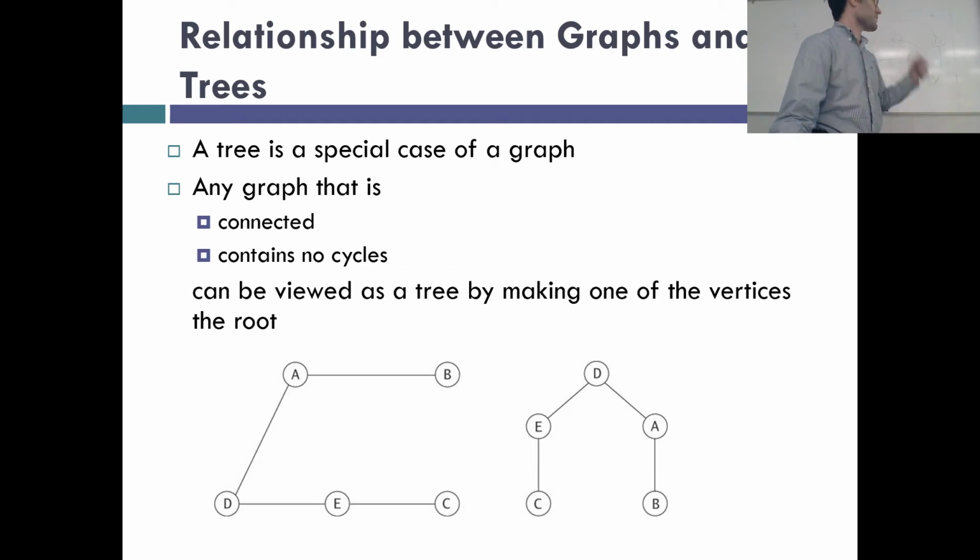The relationship between graphs and trees is that trees are graphs. A graph that is connected and has no cycles is a tree, if you just grab one of the nodes, make it the root, and dangle it.